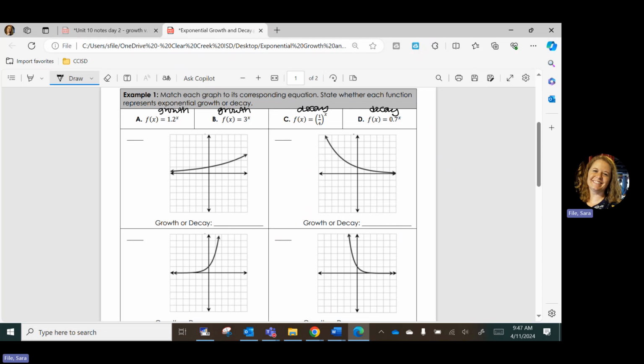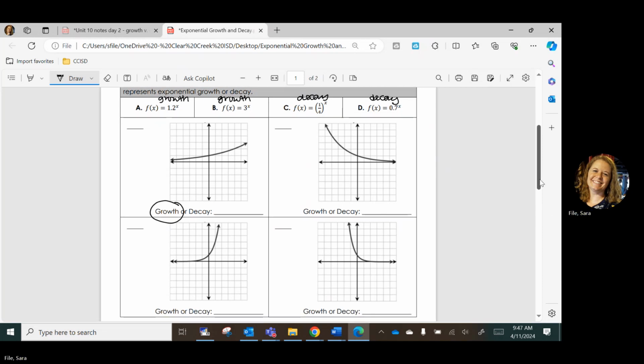So I've narrowed it down to which two are growth, which remember, that's increasing left to right. So I can see right away here, this one is growth, because it's increasing left to right. And this one is growth. And these two are both decay, because they're decreasing left to right.